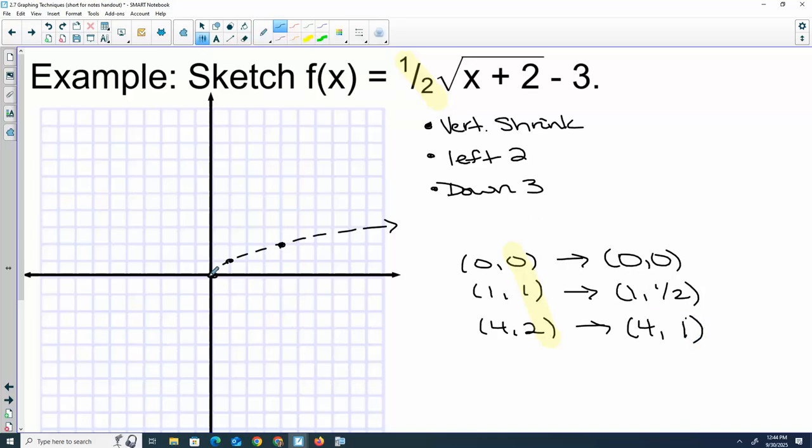Okay. So 0, 0, if I multiply by 1/2 stays there. Then I go left 2, down 3. 1, 1, if I multiply by 1/2 goes to 1, 1/2. Left 2, down 3. 4, 2, we go to 4, 1, left 2, down 3. So it looks like that.